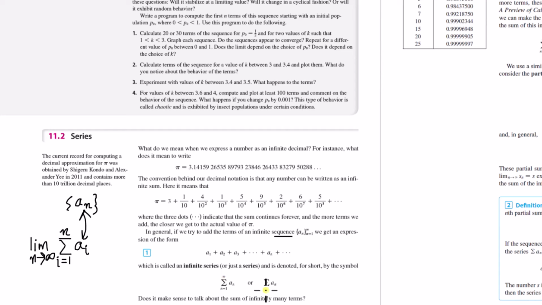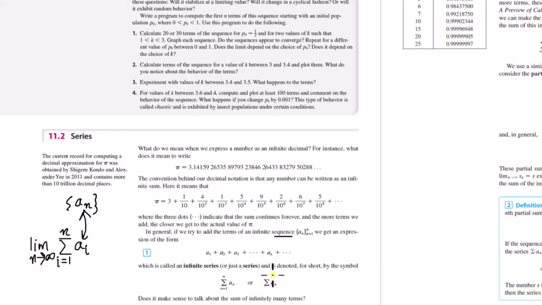Or they say the sum of just the a sub n, but how do you know that a sub n is an infinite sequence? I guess because it has the n in it. So you see what they're saying here. This is called an infinite series and is denoted for short by the symbol, the sum from i equals 1 to infinity of a sub n, or just the sum of a sub n.